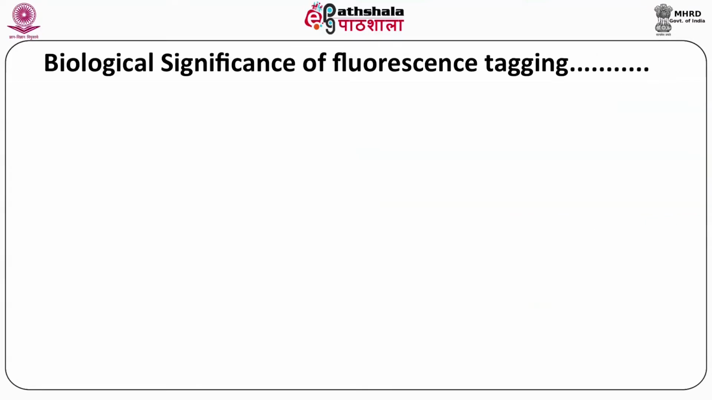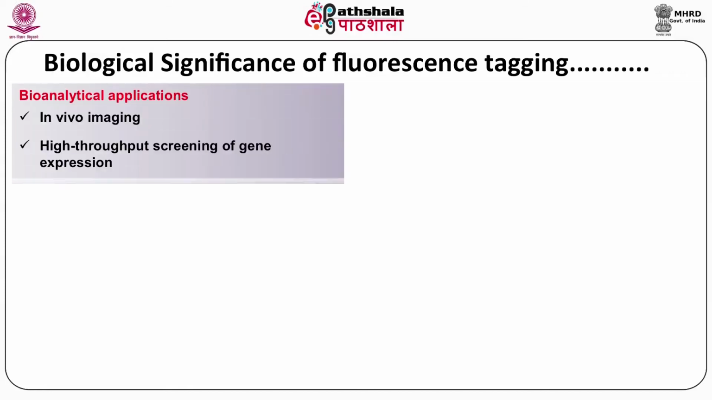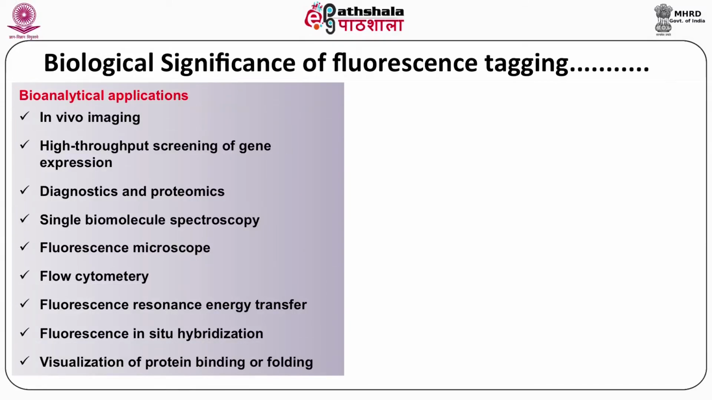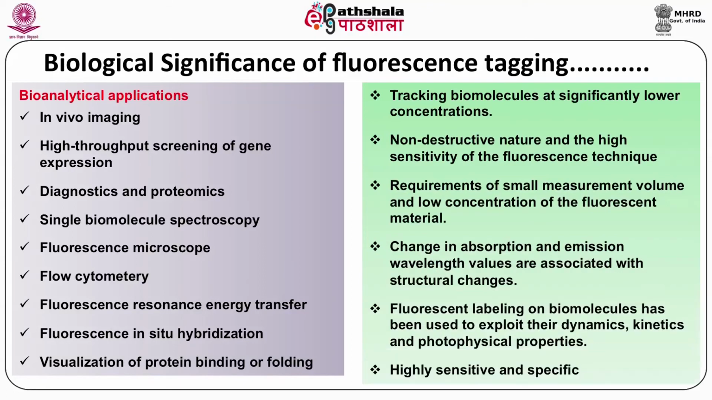Here we discuss the biological significance of fluorescent tagging. Fluorescent tagging with green fluorescent protein has a large number of applications, especially a variety of bioanalytical applications such as in vivo imaging, high throughput screening of gene expression, diagnostics and proteomics, single biomolecule spectroscopy, fluorescence microscopy, flow cytometry, fluorescence resonance energy transfer, fluorescence in situ hybridization, and visualization of protein binding or protein folding dynamics. It can also be used for tracking biomolecules at significantly lower concentration in a living system.